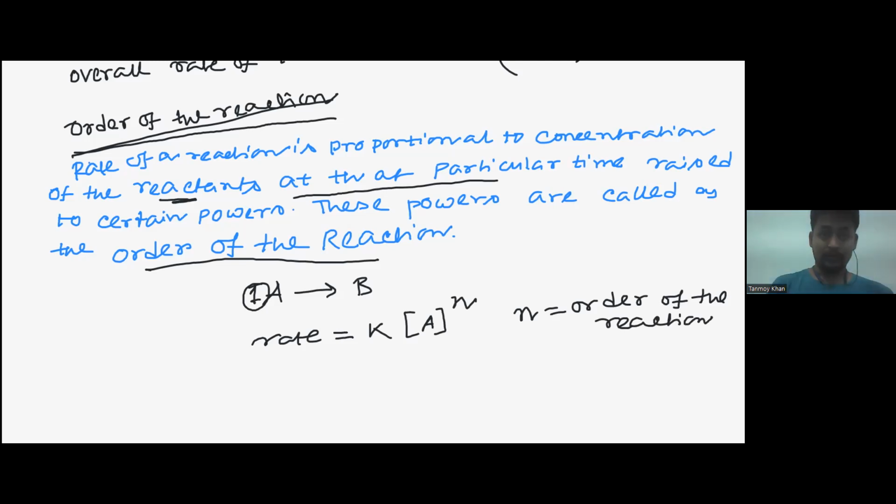So this order can be of various types. As I said, this n, if n is equal to 0, then it is called zero order. If it is 1, it is first order. If it is 2, it is second order. Similarly, like that, it will be nth order reaction.